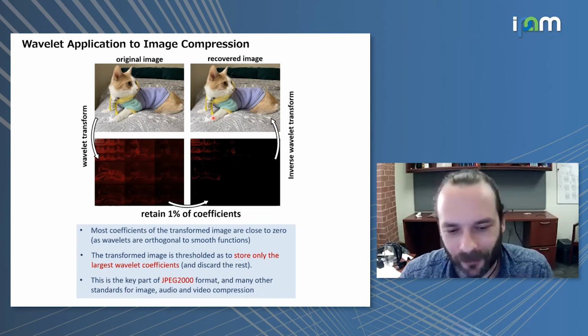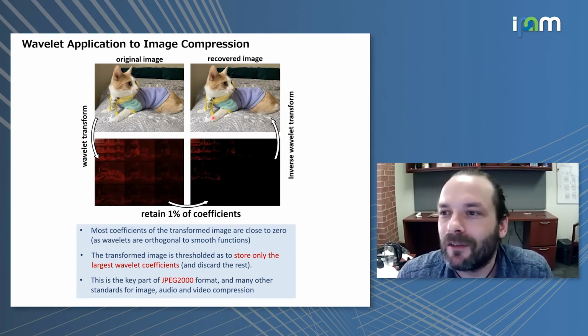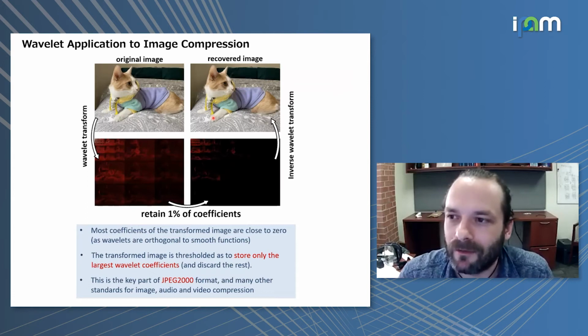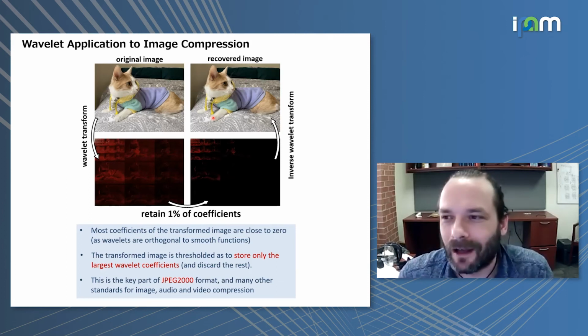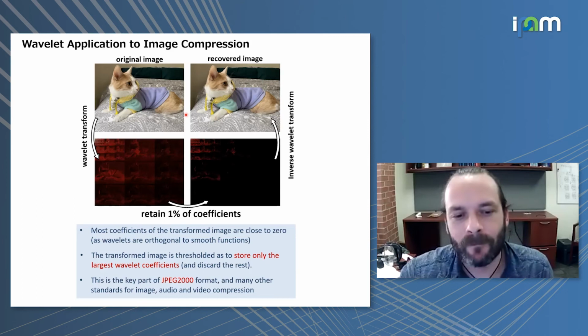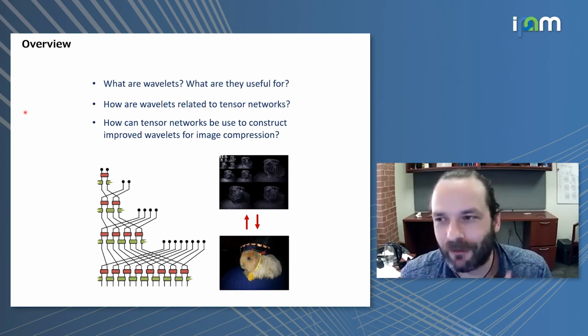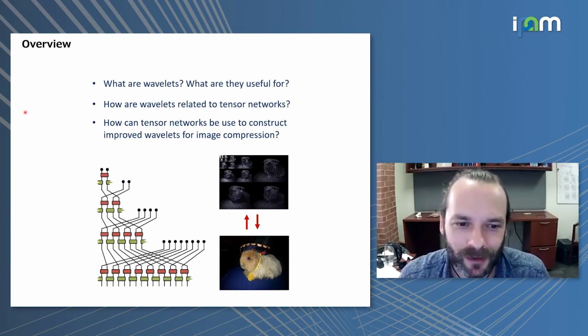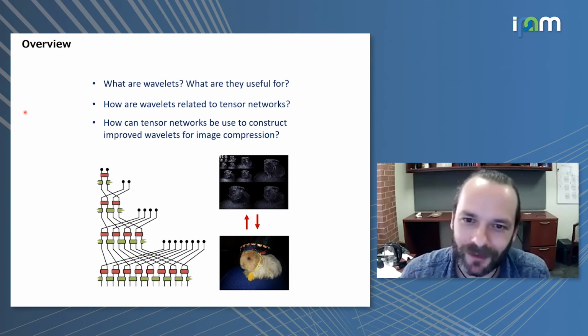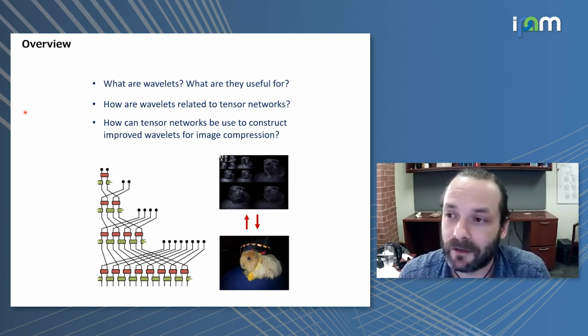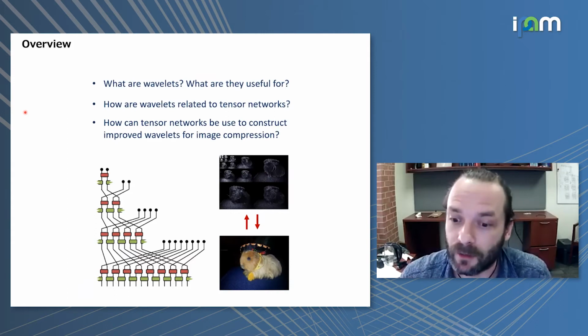So in short, most images of real life are going to be relatively sparse when represented in a wavelet basis, just because of the way wavelets are constructed. You only have large coefficients when your image is changing relatively quickly. So that's a very, very quick rundown of what wavelets are and why they're useful. Now we get into some more physics, which is how these things are related to things we're familiar with, like tensor networks.